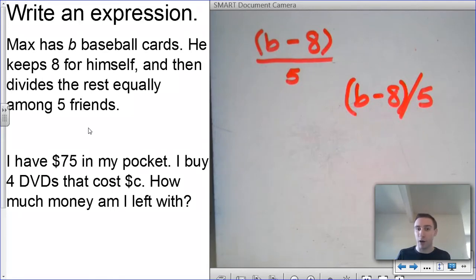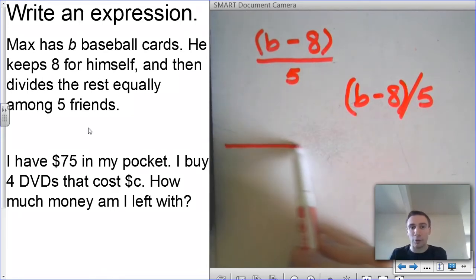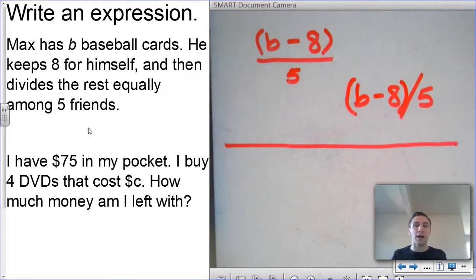In this next problem down here, we have me going to the store. Oh, how wonderful. I'm going to the store and I have $75 in my pocket. I buy 4 DVDs that cost some amount of money. How much money am I left with? Well, I have to ask myself a few questions. How much money did I start with? And the answer to that is $75. And then what did I spend?